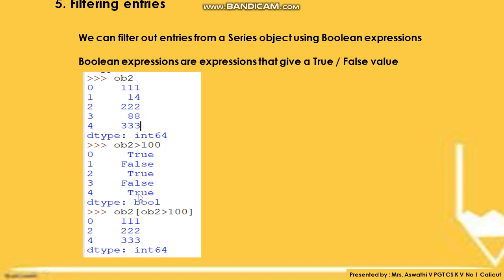Now suppose I want to get the data for which it is greater than 100. See how it should be given. OB2 square bracket. Inside the square bracket, we mention this condition: OB2 greater than 100. So you get the data here, all the data and the index values wherever it is greater than 100.